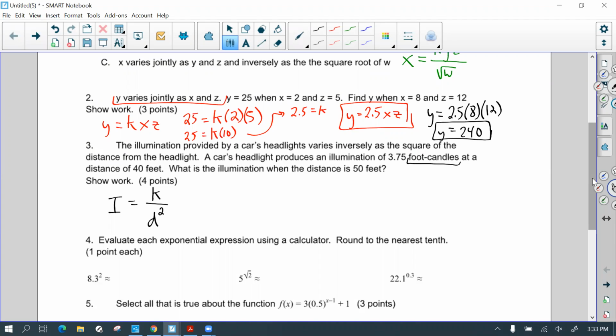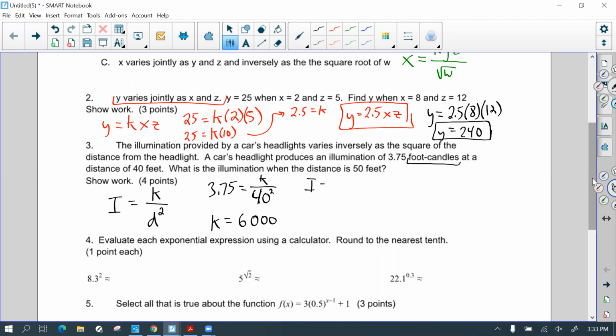So the car's headlight produces 3.75 foot candles when the distance is 40 feet. So that is going to help you find k. You multiply both sides by 40 squared, and we discover that k is 6,000. That's the constant of variation.